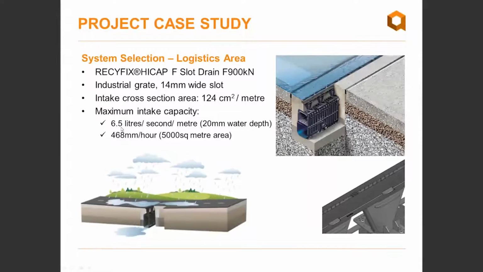The maximum intake was about 6.5 litres per second per metre, and that's with a 20 millimetre water depth over the system, and that's equivalent to about 468 millimetres per hour over a 5,000 square metre area. So that will cope with any rainfall that you're going to get in Canada or anywhere else in the world.